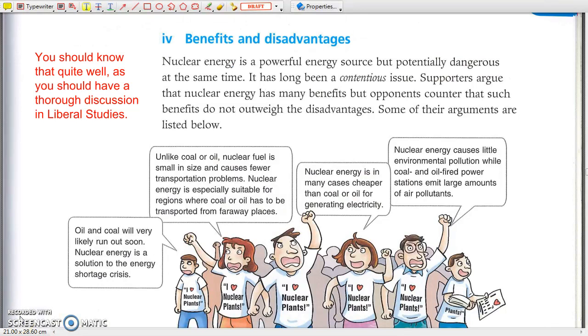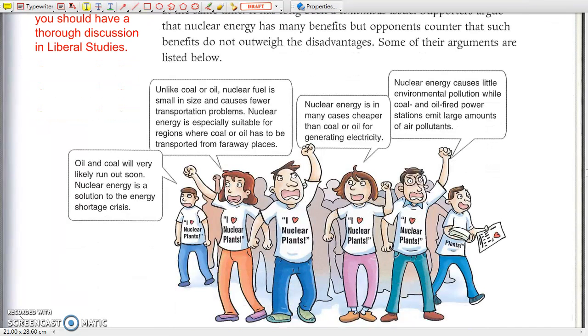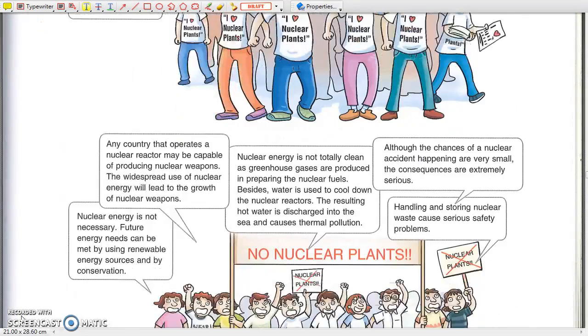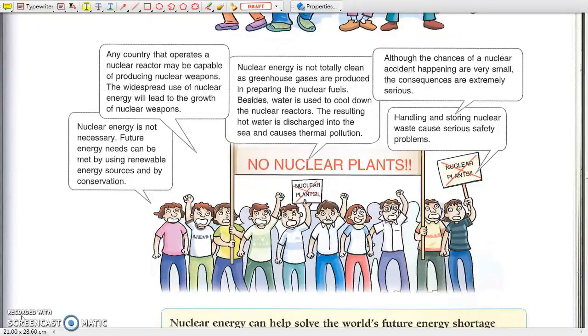Four, benefits and disadvantages. I suppose you have gone through a critical discussion about the pros and cons of using nuclear power plants in your liberal studies lessons. Frankly speaking, nuclear power can be a solution to energy crisis if all nuclear accidents could be avoided, which is unfortunately not the case.